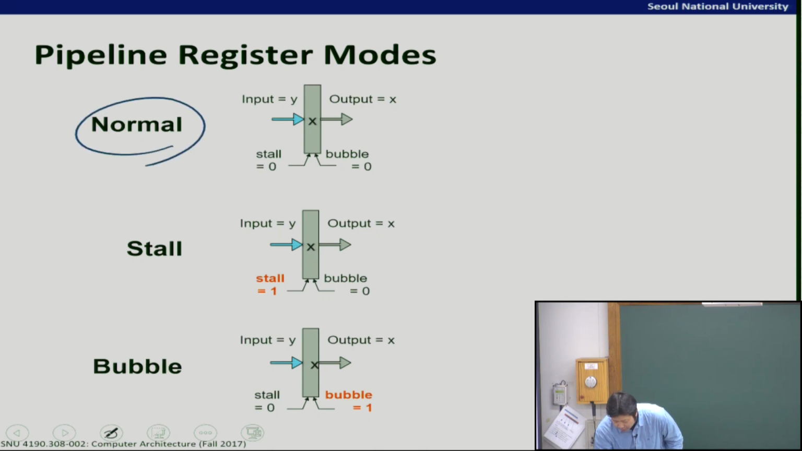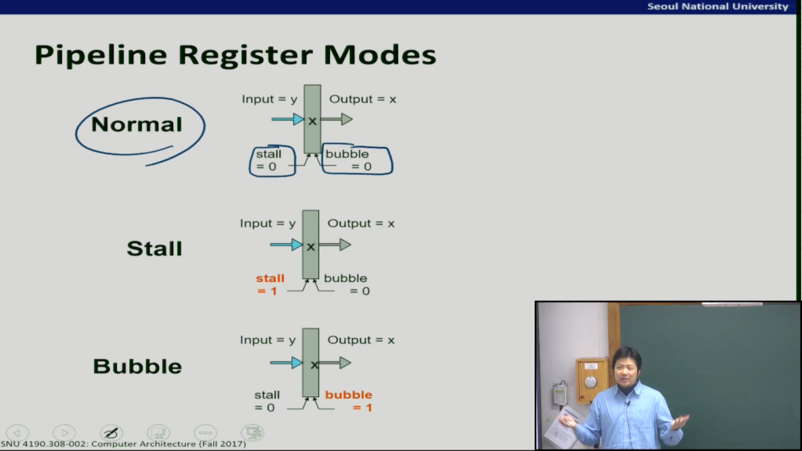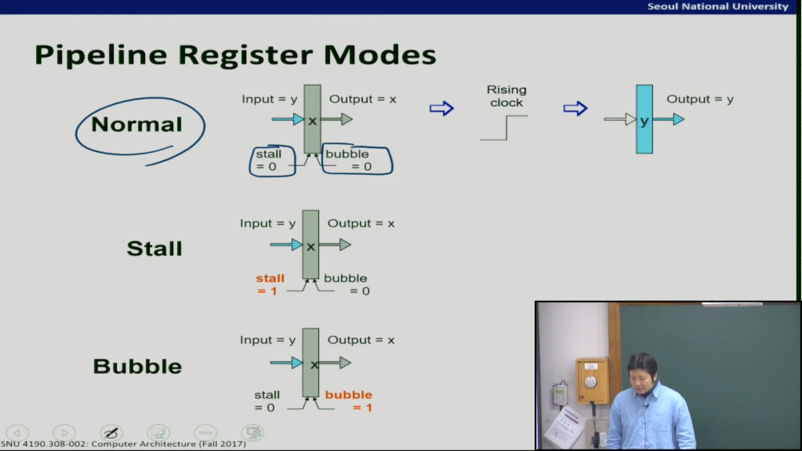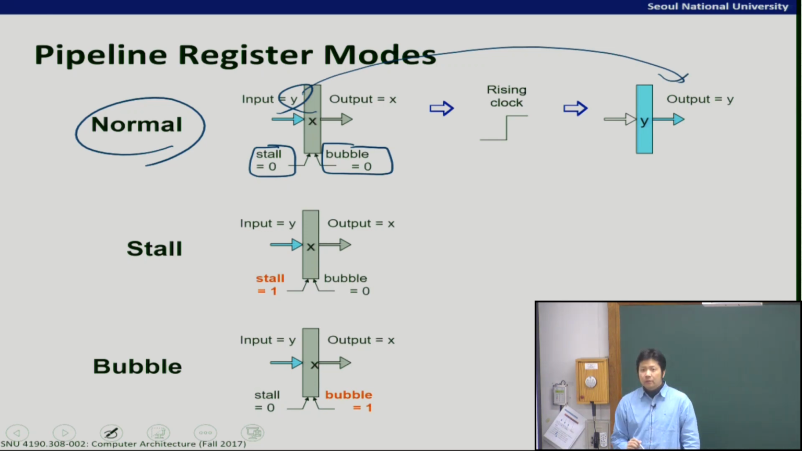Now we introduce 2 more control signals, stall and bubble. If both are 0, then it's a normal pipeline register. Every cycle it gets updated. So in normal operation mode, at the rising edge of the clock, if the input value is y, this value becomes the new value of the register. So it gets updated normally, like a normal pipeline register.